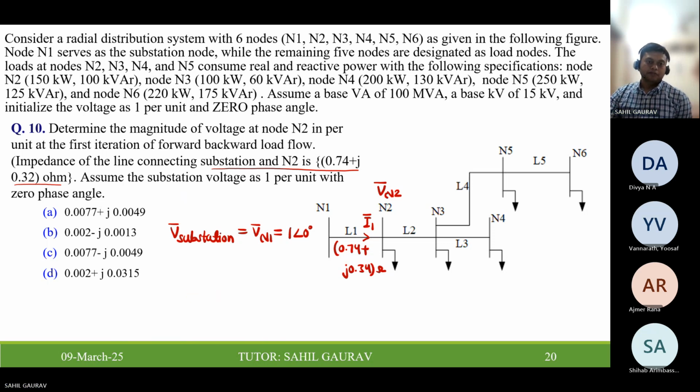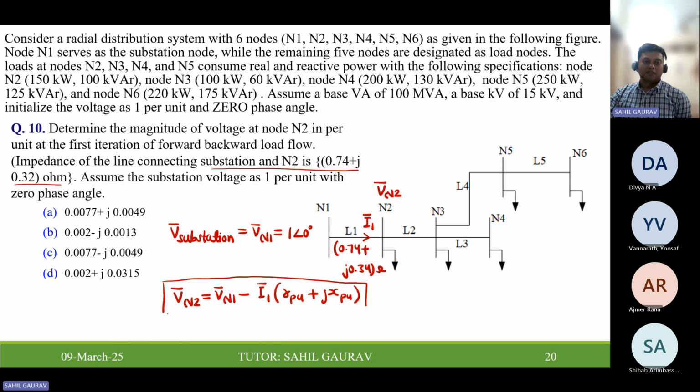So Vn2 is how much? Vn1 minus I1 into 0.74 plus j0.34. Sorry, this one is given in ohm, so you have to convert it to per unit. So R per unit plus jX per unit. So unknown things are I1, and then R per unit and X per unit.